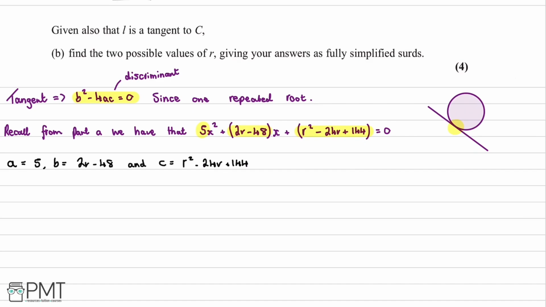So we can substitute these into our equation for the discriminant. Therefore, we have b squared minus 4ac is equal to 0. Just carrying this along here, we have that b squared is (2r minus 48) squared. Then we're going to take away 4 lots of a, which is 5, and multiply this by c, which is r squared minus 24r plus 144.